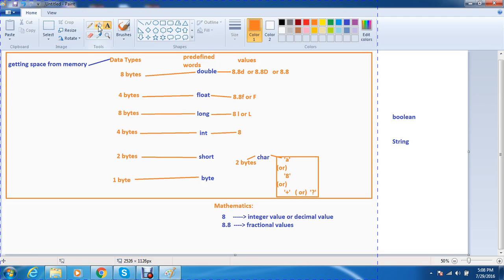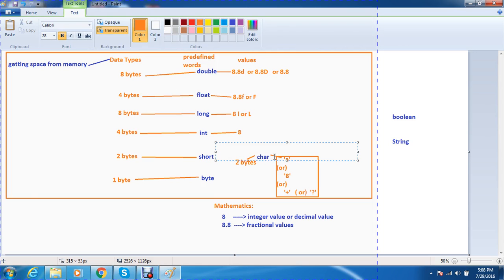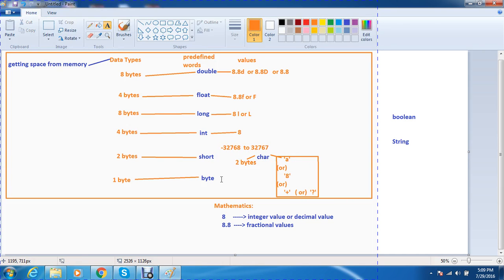Now coming to byte and short values. Please make sure there is no separate way to write a short value; it is just the integer values. Integer values within the range minus 32768 to 32767 are called short values. Okay, understood? Any value within this range is called a short value.